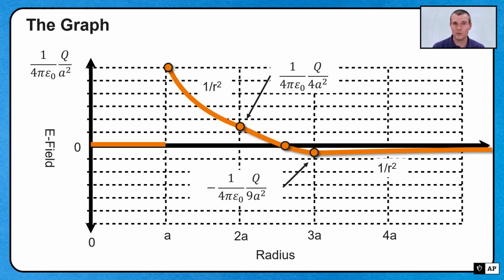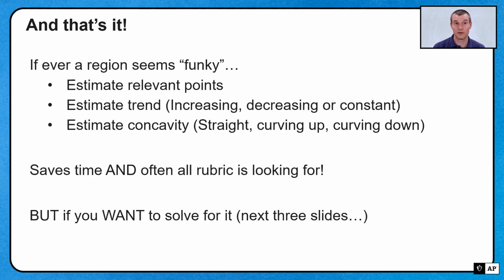But what if you don't like that and you'd rather actually solve for it? Well, we're going to solve for that in a second, but if ever a region seems funky, the key thing to remember is you should just estimate relevant points, see if it's increasing, decreasing, or constant, and then estimate the concavity. What I mean by that is it can be straight, curving up, or curving down. Oftentimes, this is all the rubric's looking for, and if you miss that one point, you might miss that one point, but you're going to save so much time in actually solving it. To prove it to you, let's see what it would take to solve this one on the next 3 slides.